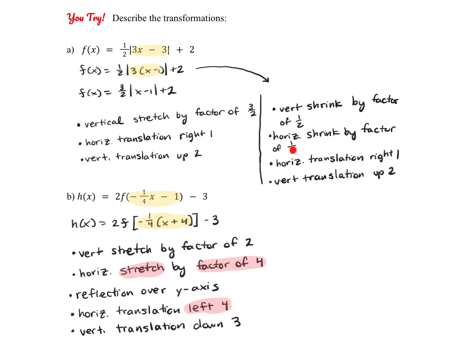Remember that reciprocal. Or you can simplify this because it's an absolute value function, and you can move this 3 out front, and then you just have that single stretch by a factor of 3/2, and it does go right 1 up 2 either way.